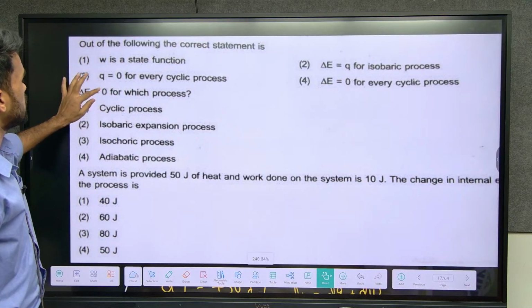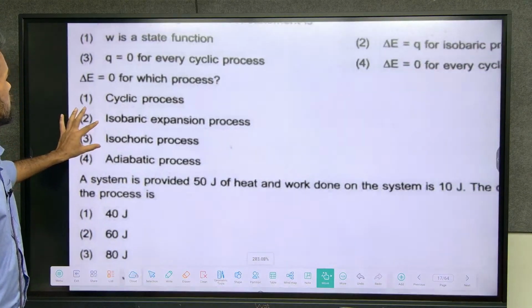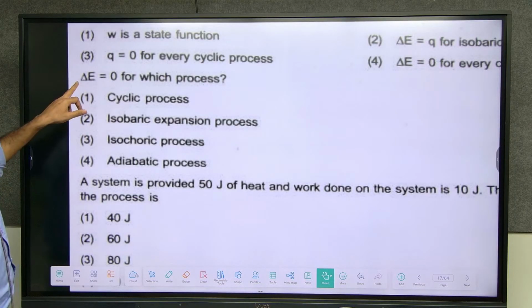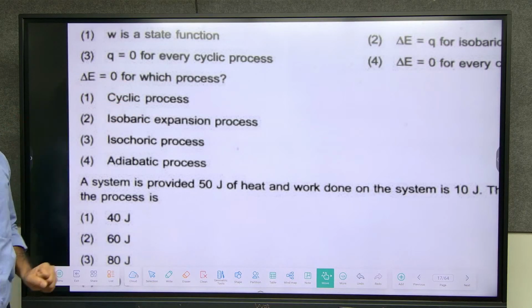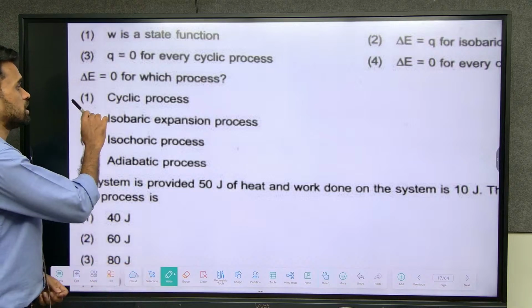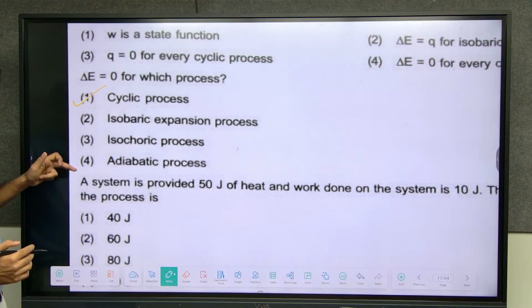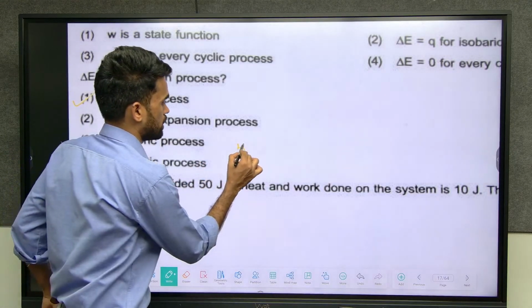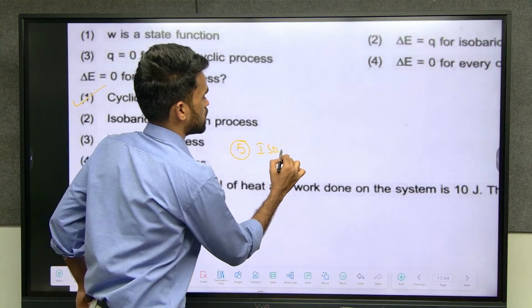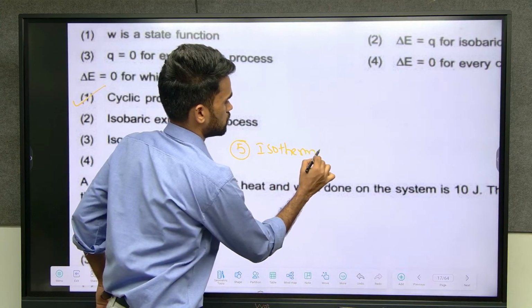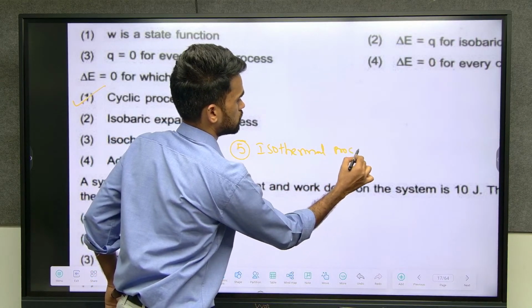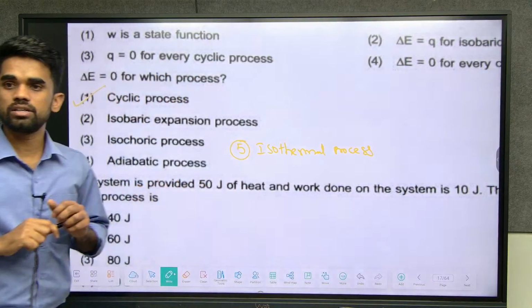See here what they are saying. The question says dE equals 0 for which process. dE means what? Change in internal energy. So when it is 0, they are asking for a cyclic process. Perfect. Next one, next term also I am adding. 1, 2, 3, 4 options are there now. Fifth option also I am adding: during isothermal process. Will it be correct or not?